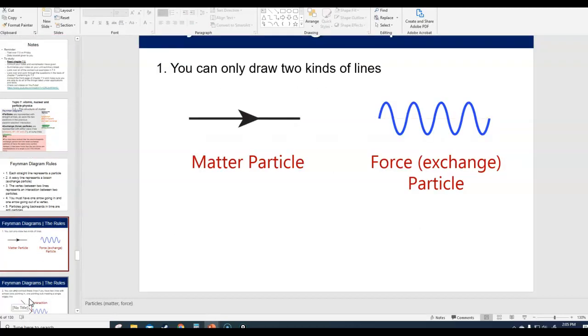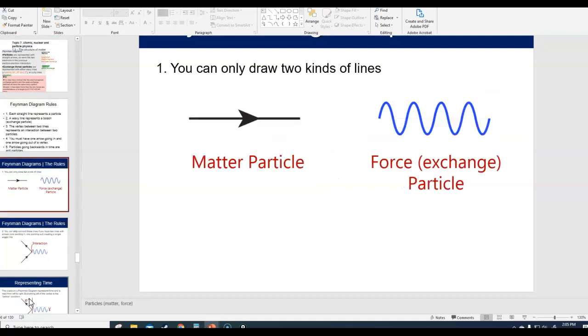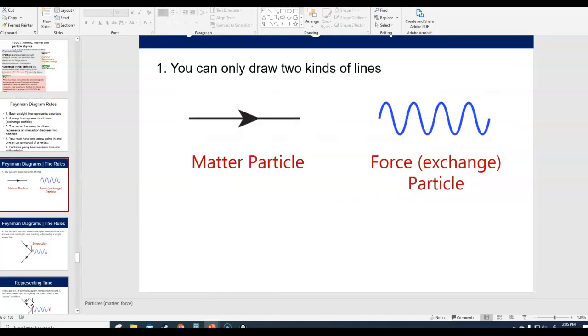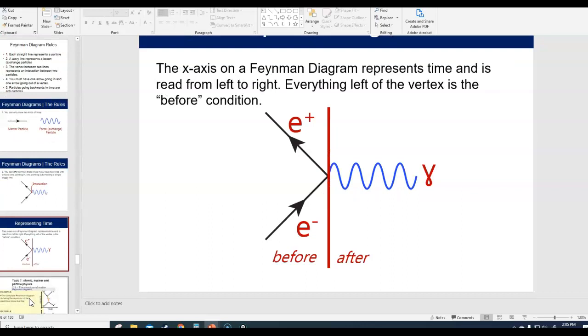These next few slides just kind of repeat the things I just said. Definitely pause it if you need to go through any of these more slowly. Notice here it says the x-axis on a Feynman diagram represents time and is read from left to right. That's not always true. As I said before, the IB is horribly inconsistent with this, but it is mostly true. So again, you always read a Feynman diagram starting at the beginning of time and moving forwards in time.